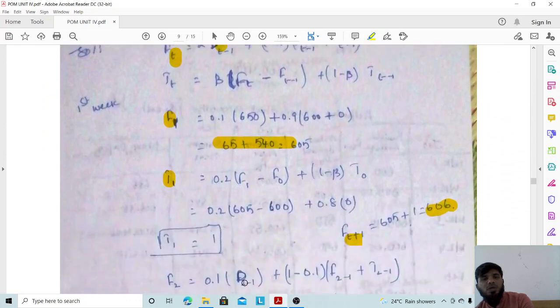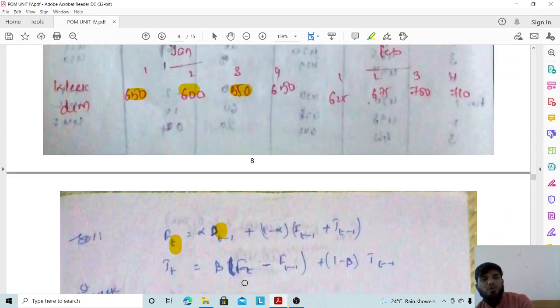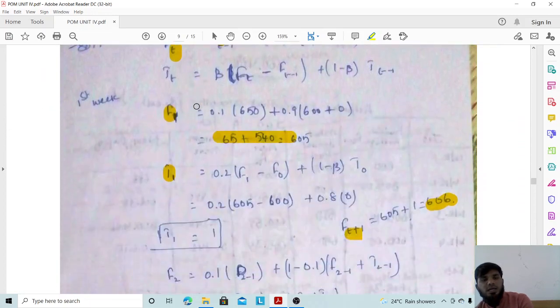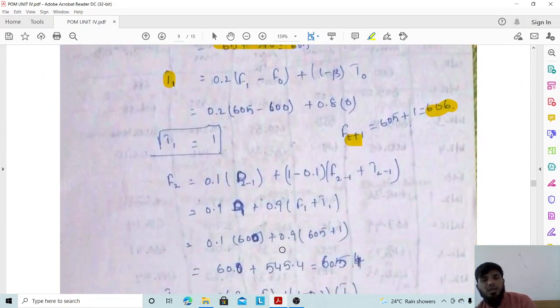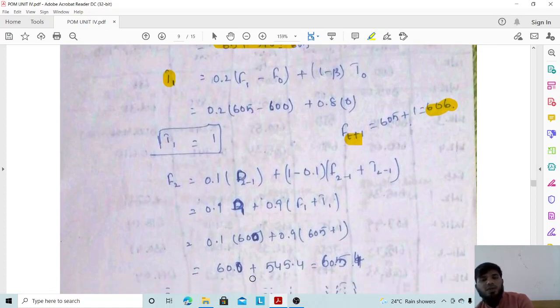Okay, because you are doing forecasting for the third week, here you have to take a simple thing. So F2 is nothing but you have to take the forecasting for this particular month. So you are taking it here as 600, plus 0.9 of 605. Where have you got that 605? Here you have got 605 plus 1. So basing on that, you have got the forecast for the second week.